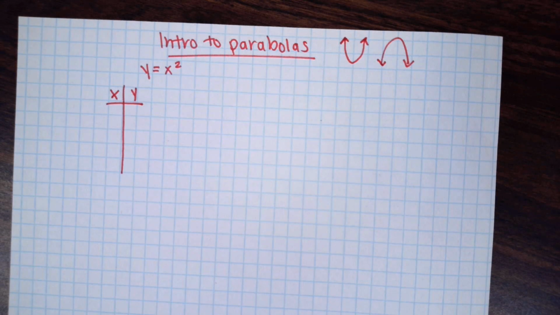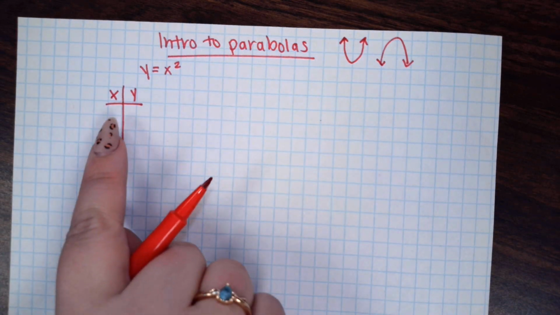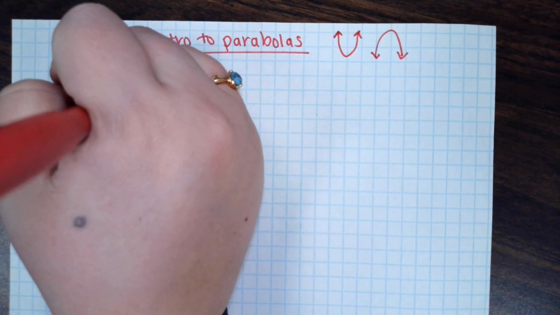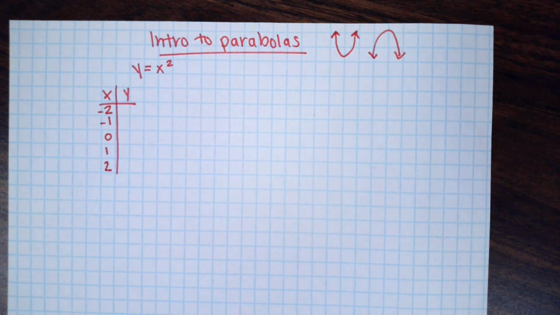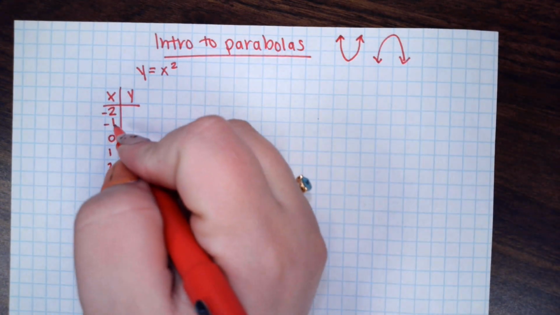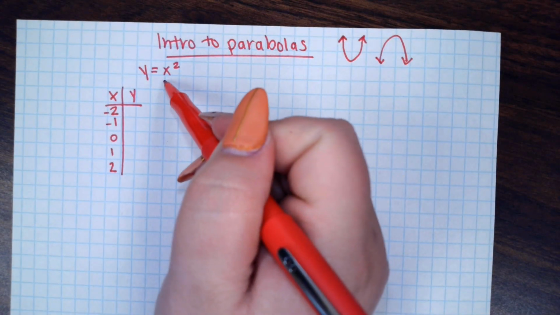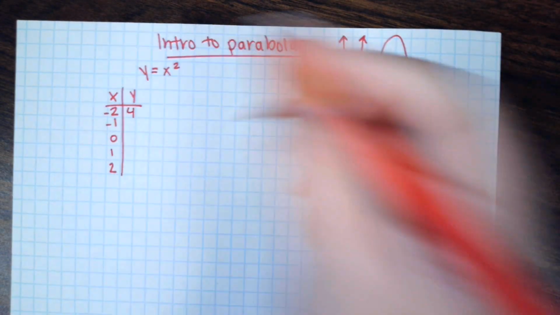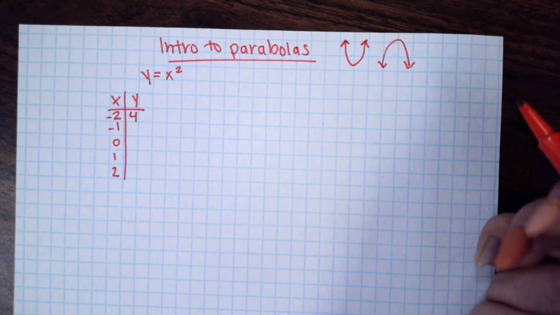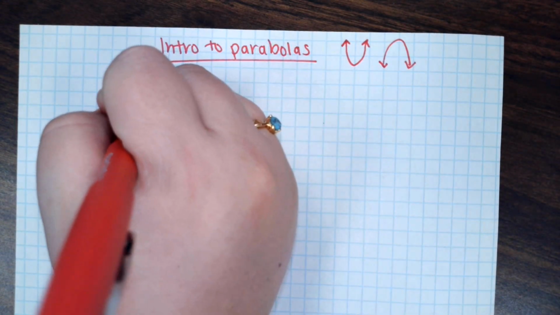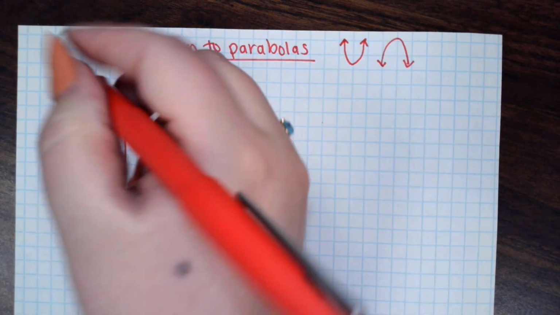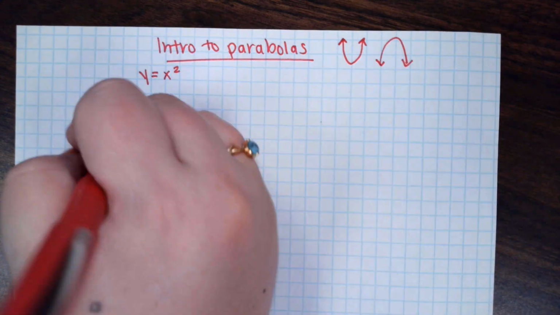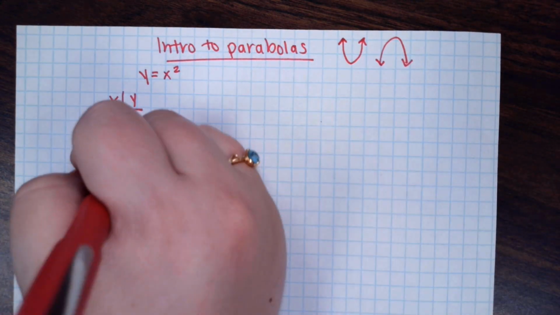I'm going to choose a few x's for you, and then we need to figure out the y value. So let's say -2, -1, 0, 1, and 2. You always want some negative, some positive, and throw 0 in there. So if x is -2, -2 squared would give me 4. If x is -1, -1 squared is 1. If x is 0, 0 squared is 0, 1 squared is 1, 2 squared is 4.